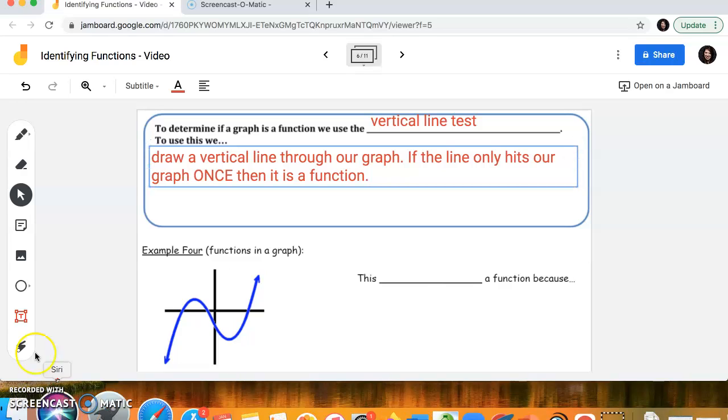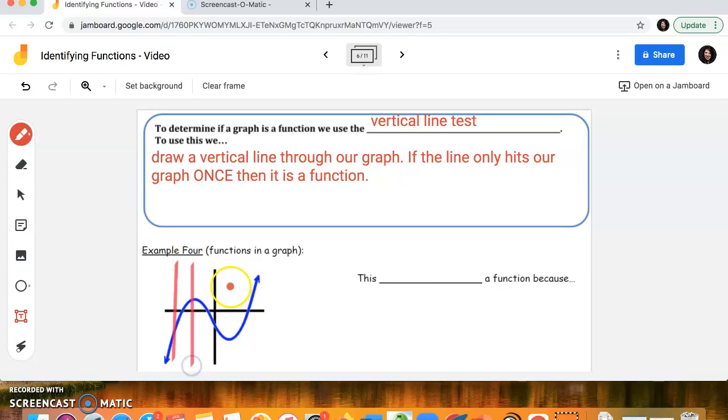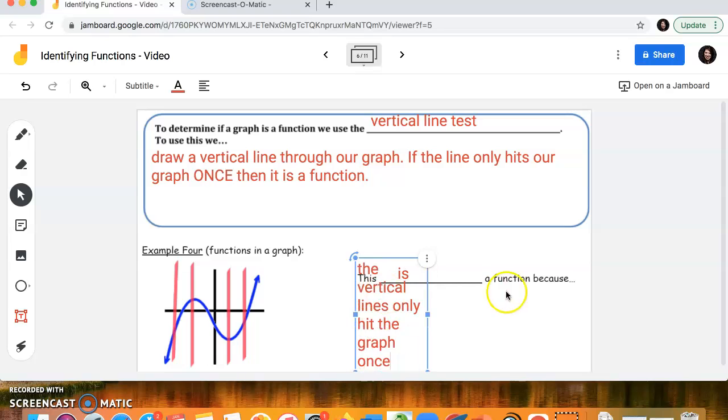So looking at the one down here, no matter where I draw a straight vertical line, no matter where I draw it, it's only going to hit that blue graph one time. So this is a function because the vertical lines only hit the graph once.